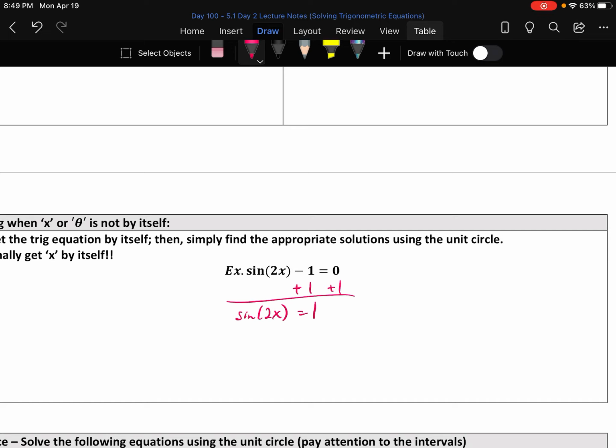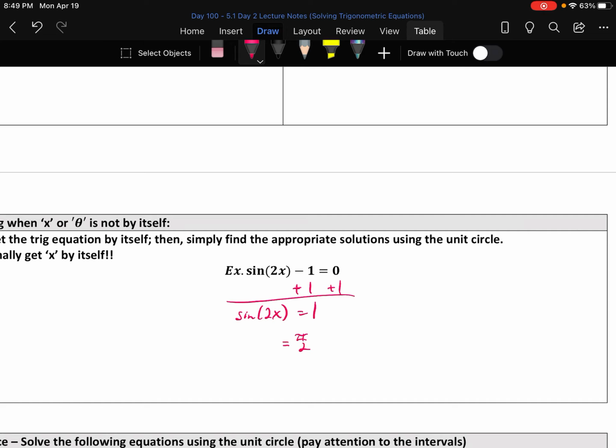Now we want to get rid of the sine. Well, how do you get rid of the sine? This is where you have to look up the values. When is sine equal to 1? Well, we just did it in the previous example. Sine is equal to 1 at pi over 2.